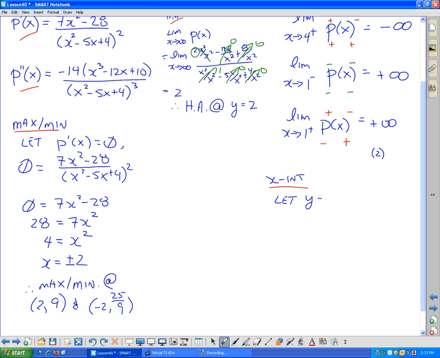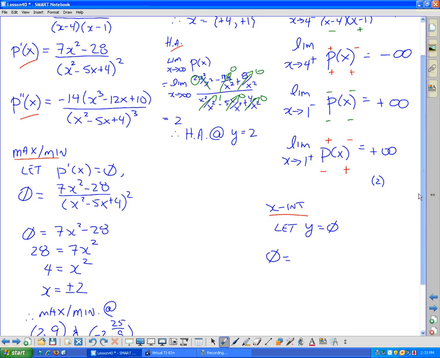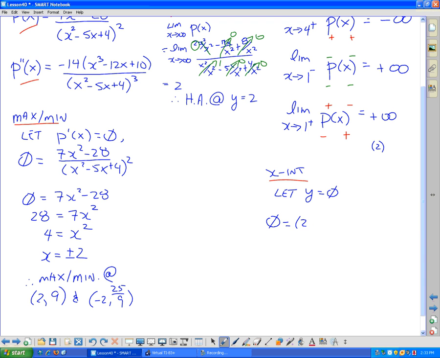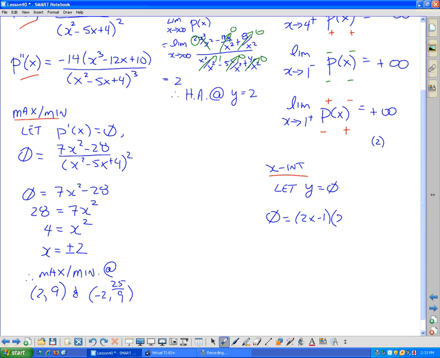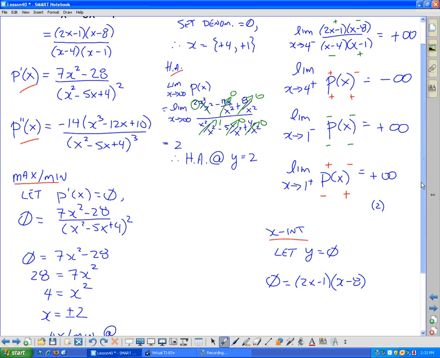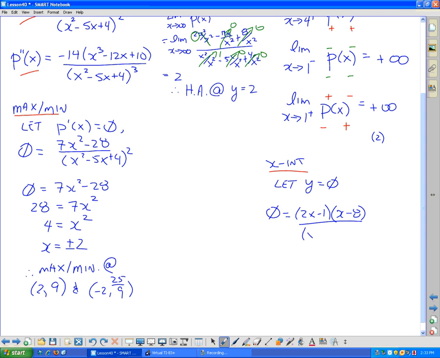So let y equal 0. If we let the original function equal 0, in factored form, 2x minus 1, x minus 8, x minus 4, and x minus 1. We're really just setting the numerator equal to 0: x minus 8. So therefore, x would be 1/2, and x would be 8.